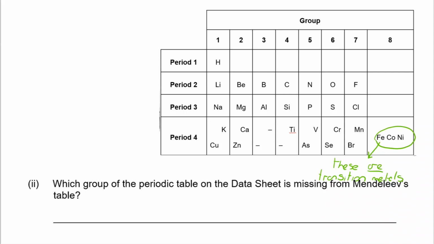What's missing is the noble gases. And that's because they hadn't been discovered at this stage. And they hadn't been discovered because they're so unreactive. So we wanted group 0, group 8, the noble gases for that one.